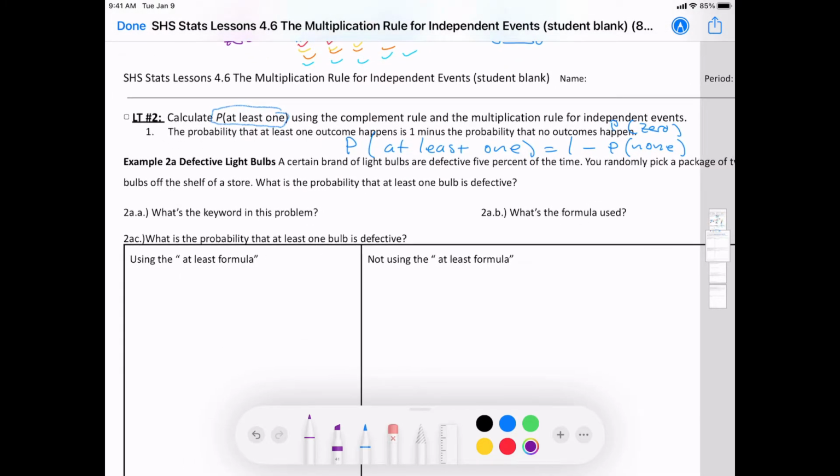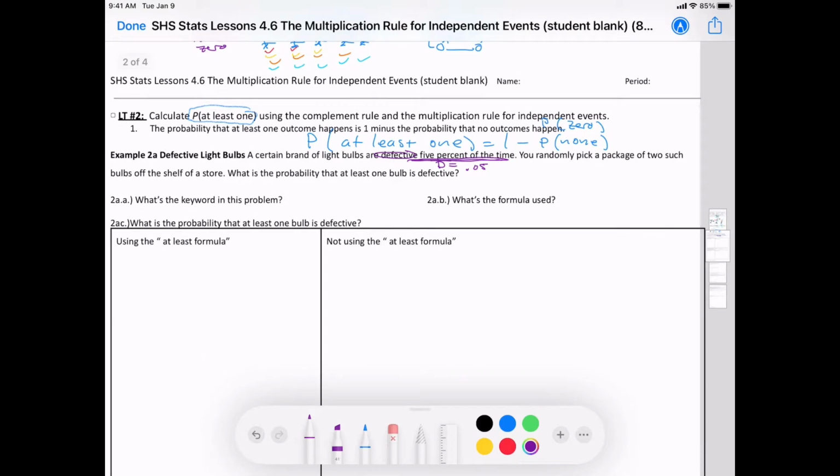Example 2a. Defective light bulbs. A certain brand of light bulbs are defective 5% of the time. Remember, 5% is 0.05. And they are defective, which basically means they're broke. You randomly pick a package of 2 such that the bulbs off the shelf of a store. What is the probability that at least one bulb is defective? What's the keyword in this problem? At least one.